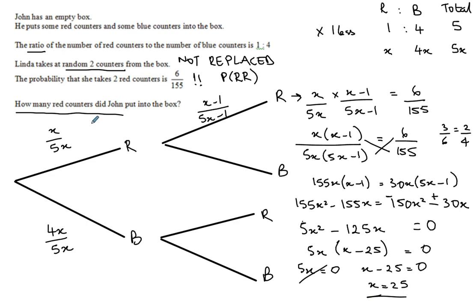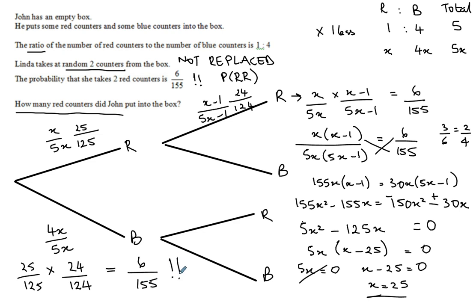So we've got 25 over 25 times 5 is 125, and that would be 25 minus 1 is 24 over 1 less, 124. Let's just write that there. So you've got 25 over 125 times 24 over 124, and when you put that on your calculator, simplified, guess what you come up with? Yeah, all right. Should be 2 ticks rather than 2 exclamation marks. So the question was, how many red counters did John put into the box? So you can tell it would be 25 red counters.